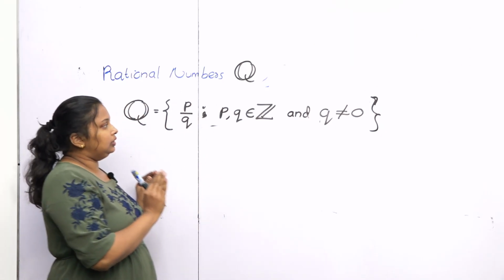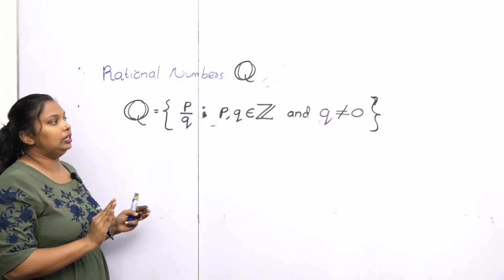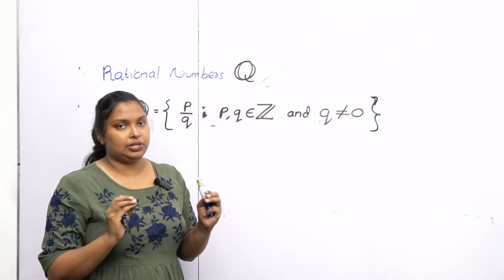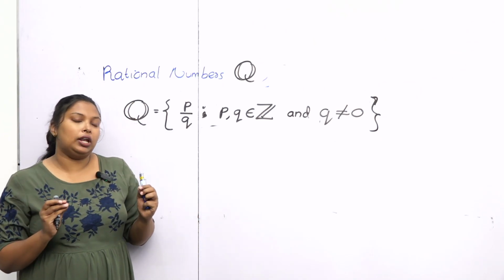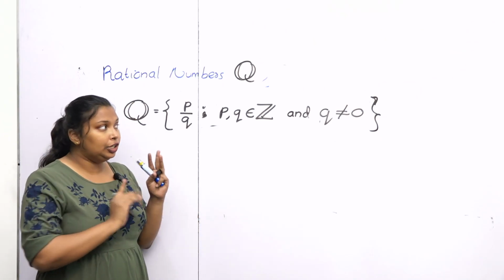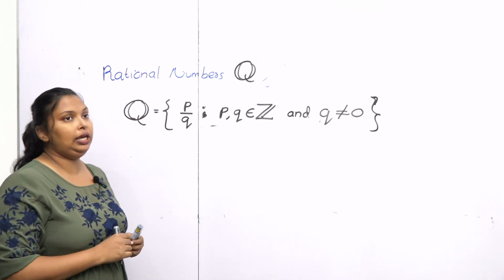Clear? So this kind of one is a rational number. Any number that we can express as a fraction is what we call a rational number. The denominator cannot be equal to 0. And P and Q both should be integers.